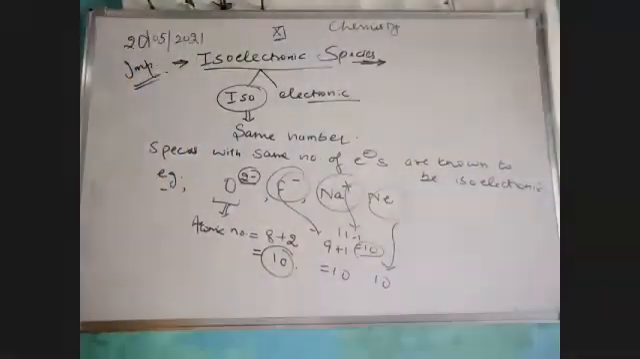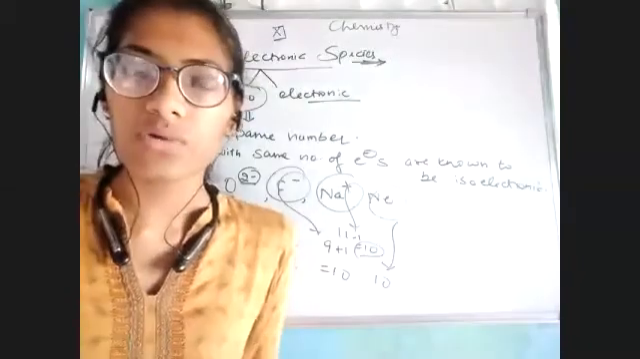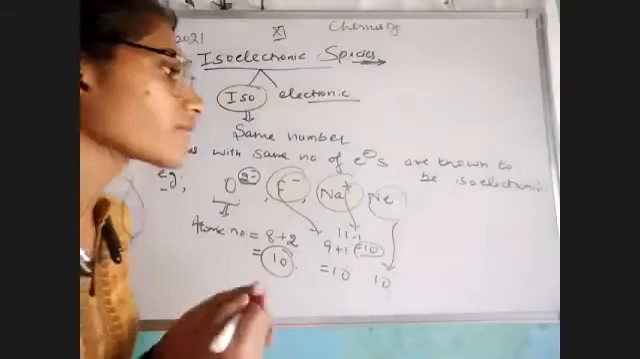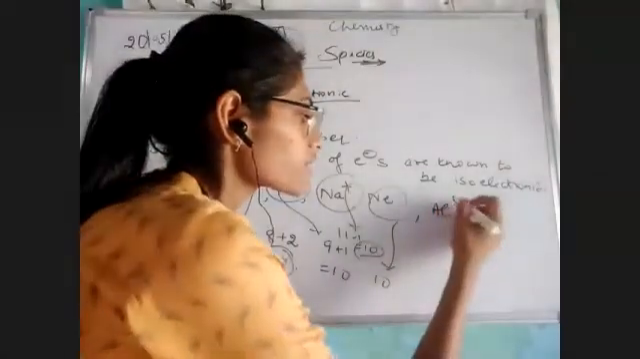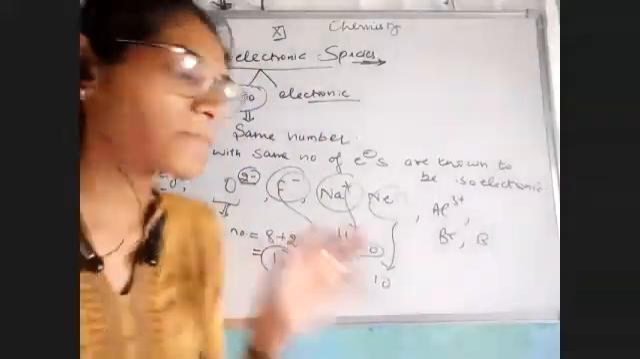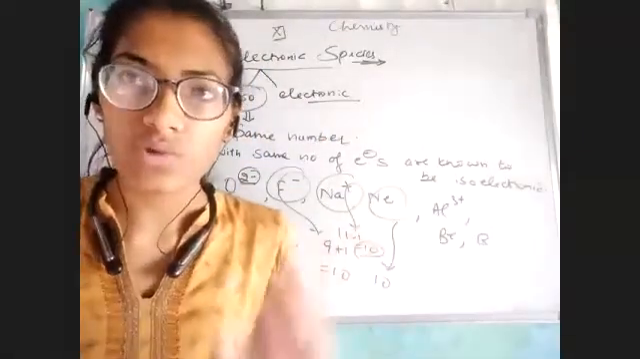So in the exam, you would be given 2 to 3 particular species like Na positive, F negative, O2 negative, or aluminium 3 positive, or beryllium, boron, और उनमें से आपको पिक करना है which are the isoelectronic species.